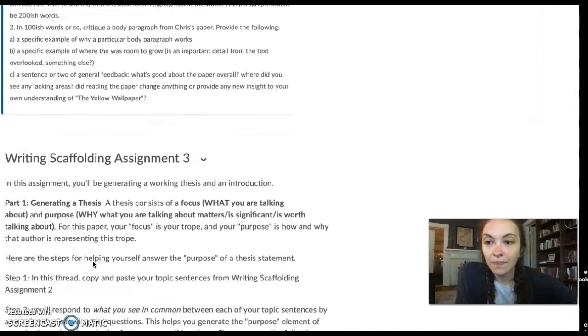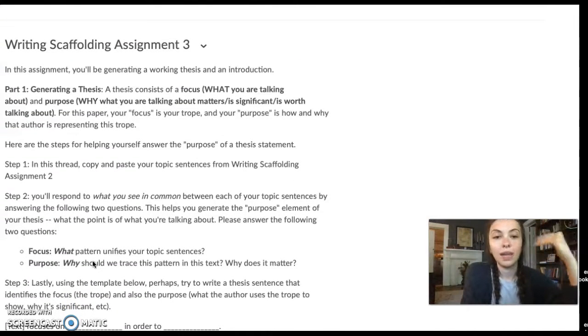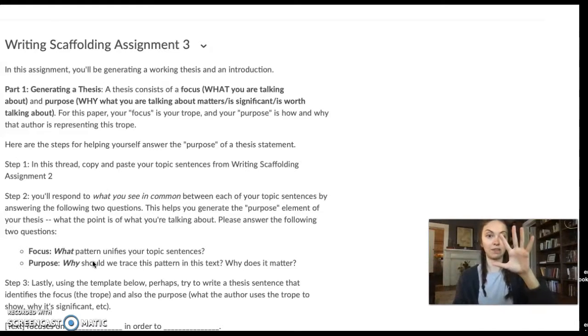Scaffolding assignment 3 is about your thesis and your introduction. So what I'm going to have you do first is generate a thesis statement. What I'm going to have you do second is write your introduction. That seems kind of opposite because in the paper, the introduction comes first and then the thesis. But, hey, can you get out the banana bread?